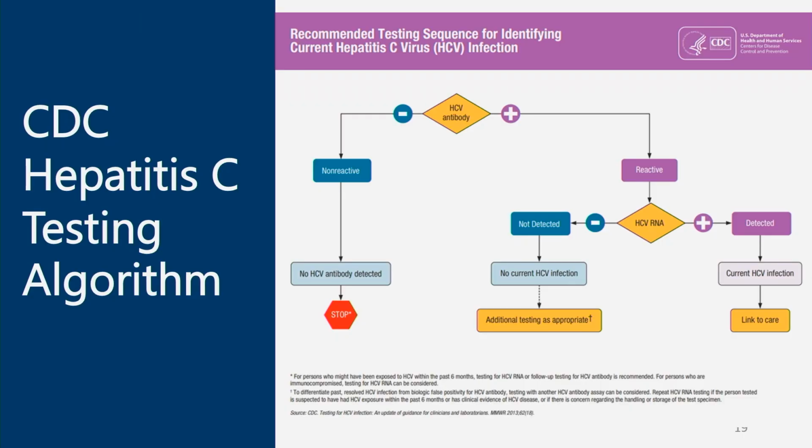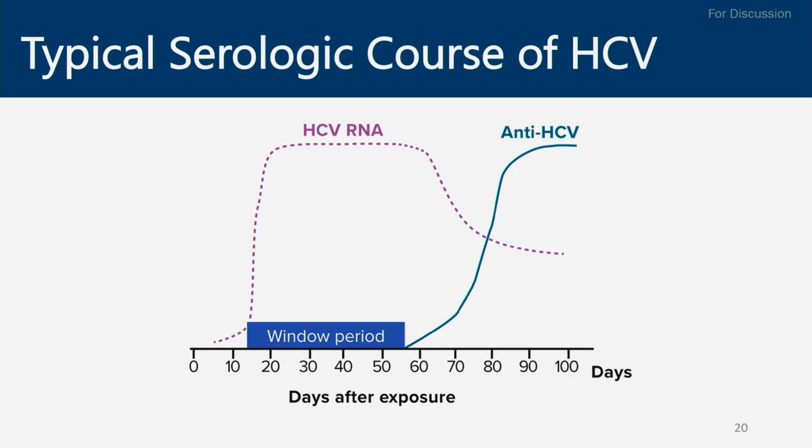The CDC has also published this testing algorithm, which shows that the best way for us to identify every possible case of Hep C is to run a NAT or PCR confirmatory test on every sample that tests positive for hepatitis C antibodies. And this chart kind of illustrates why. It shows the typical serologic course for chronic Hep C infection. And we can see at about 55, 60, 70 days there, both Hep C RNA and antibodies will be detectable in a patient's blood indefinitely with some fluctuation.